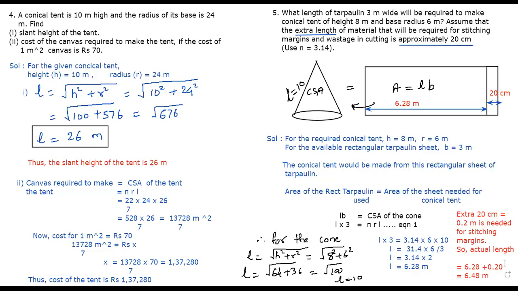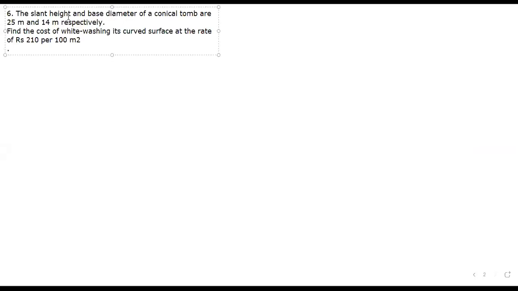Good. Next, question number 6. And I hope you all are solving these sums again on the very same day. Are you solving? Good. The slant height and the base diameter of a conical tomb are given. Find the cost of whitewashing its curved surface area. So what to do?